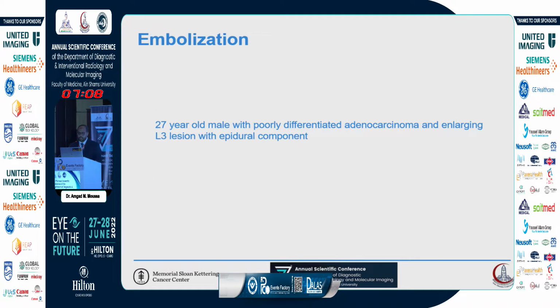What about embolization? The main approach for embolization for cancer patients is preoperative embolization. I know Dr. Gamal discussed that in the previous session. This is an example of preoperative spine or vertebral body embolization for a 27-year-old male who had a poorly differentiated adenocarcinoma, an enlarging L3 lesion with an epidural component.